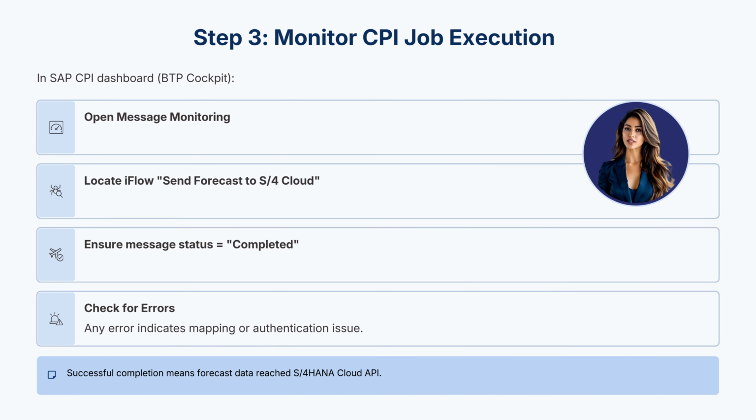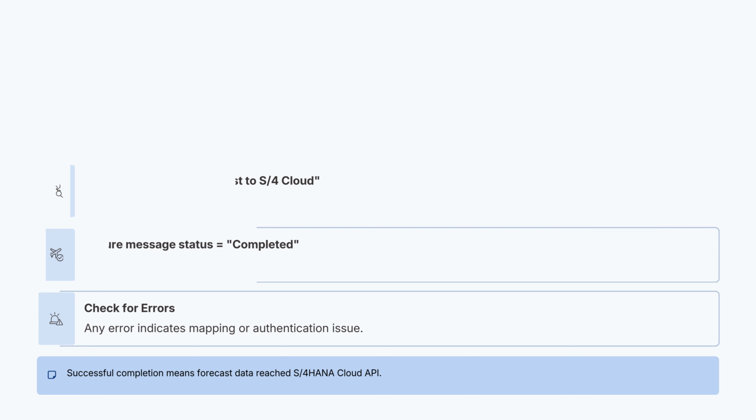Step 3. Monitor CPI job execution. Switch to SAP CPI via the BTP cockpit. In message monitoring, search for the iFlow Send Forecast to S4 Cloud. Ensure the job shows as completed. If you encounter any errors, check user authorization, endpoint URLs, or key figure mappings. A successful run indicates that your forecast data has reached the S/4HANA Cloud system.